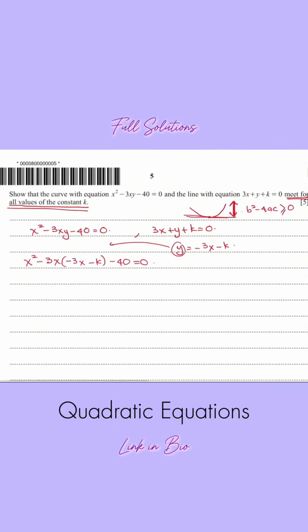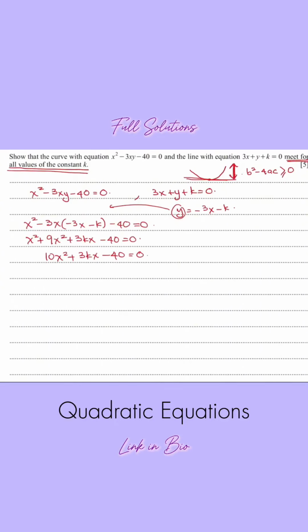Then expanding this, you should have x squared plus 9x squared plus 3kx minus 40 equals 0. Simplifying, you'll have 10x squared plus 3kx minus 40 equals 0. From here, pick up your a, b, and c. I would always like to write it on separate notes so I see exactly what my a, b, and c are. So my a is 10, my b is 3k, my c is negative 40.